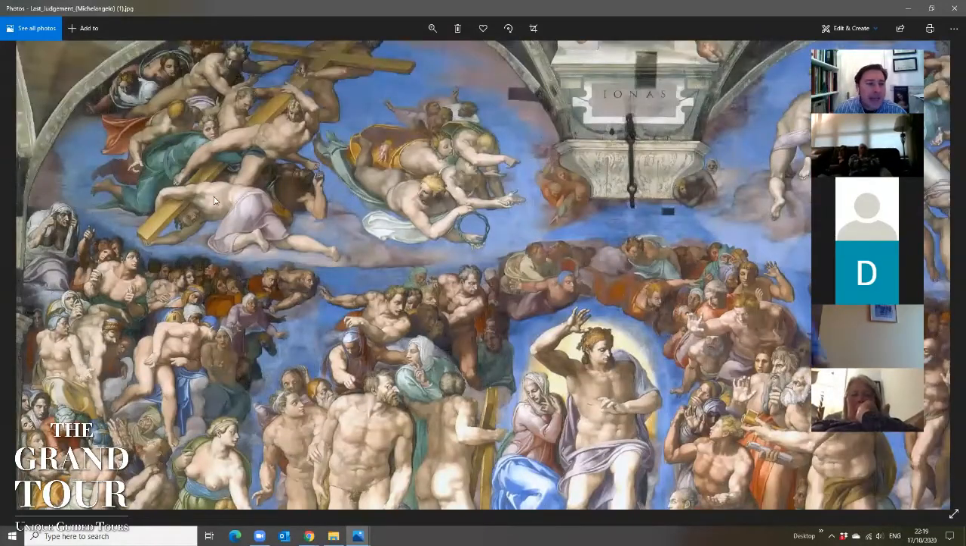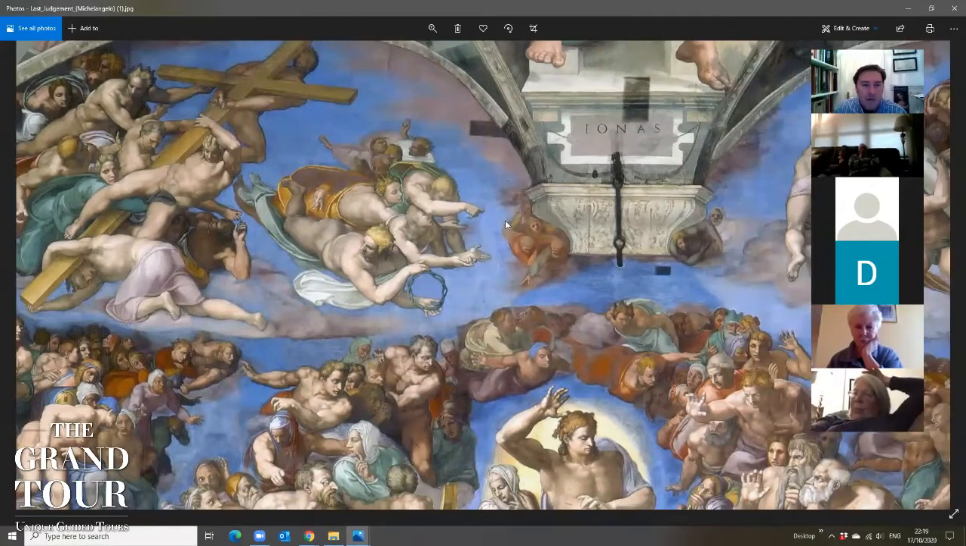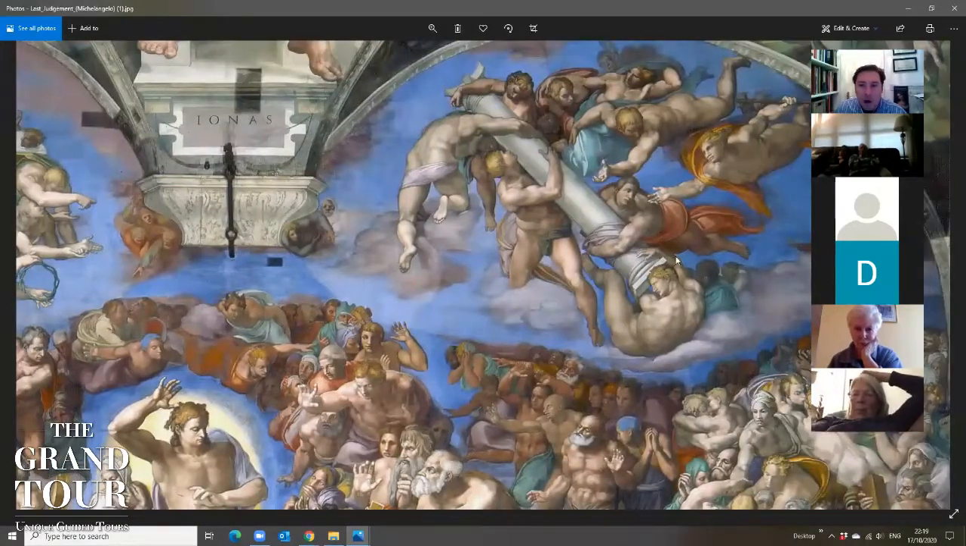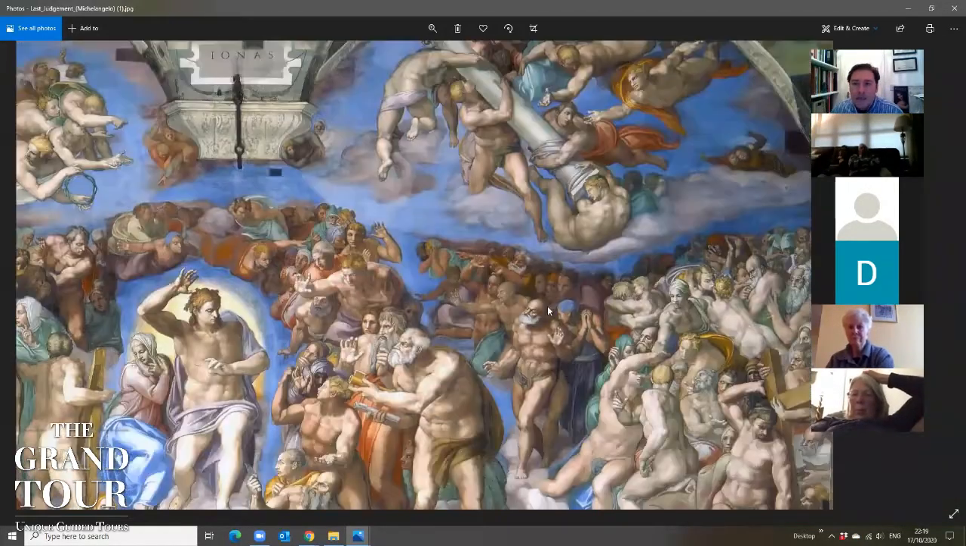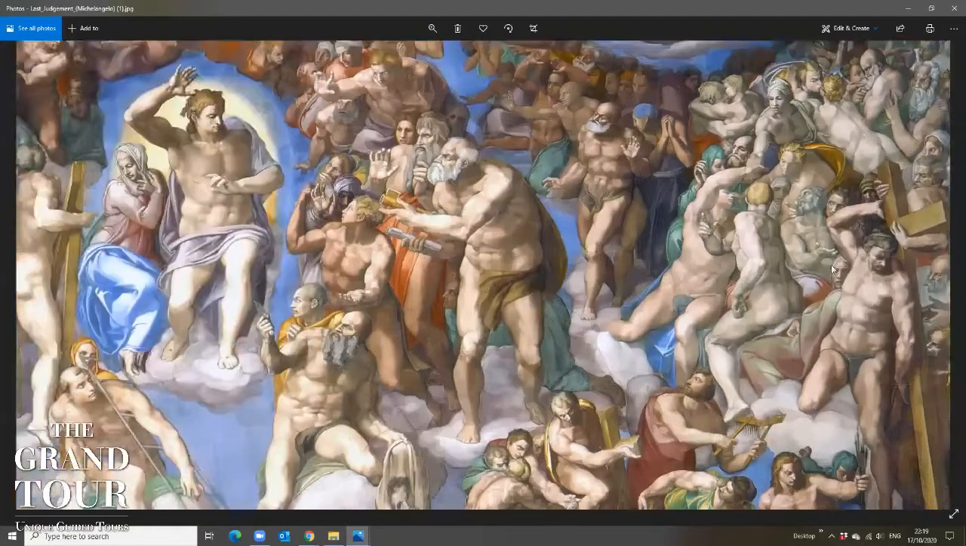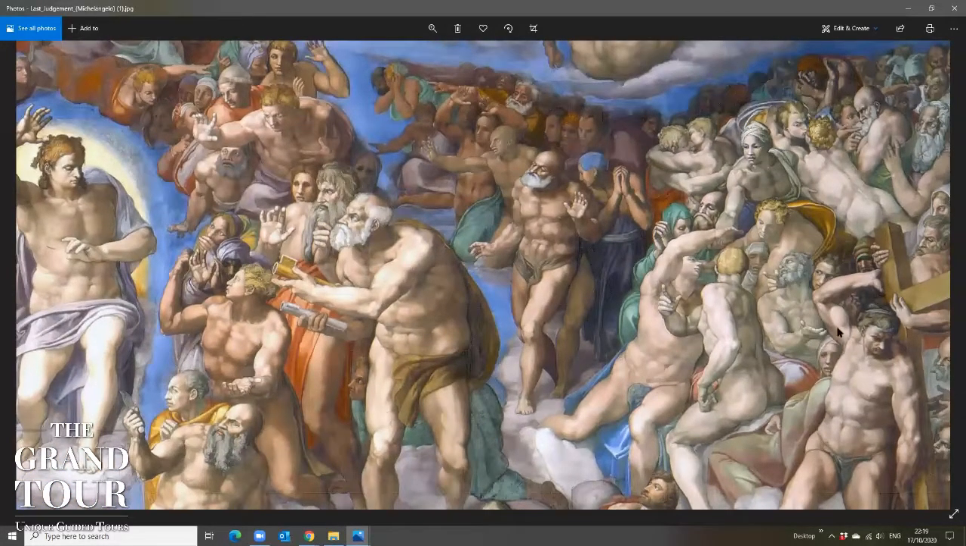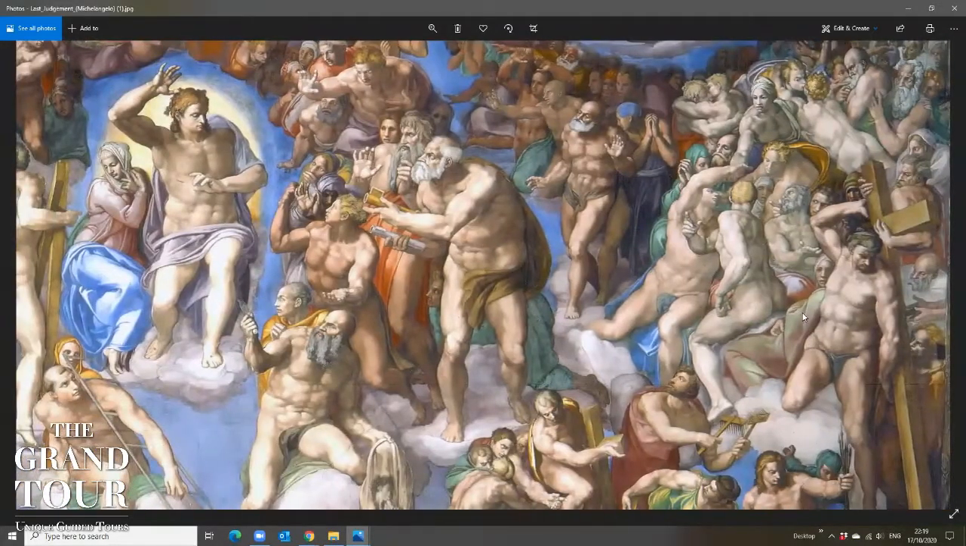dramatic impact. And then we have up here the symbols of the Passion of Christ, the cross, the crown of thorns, and the column to which Christ was tied to be whipped. And then down here we have the people going to heaven, kissing each other, celebrating. There are a number of other figures that are probably, there are over 100 figures that have been recognized as contemporaries.